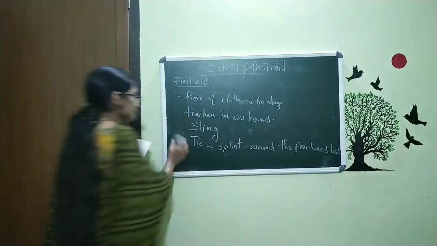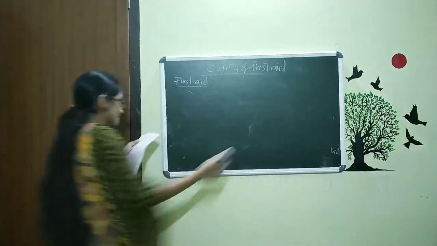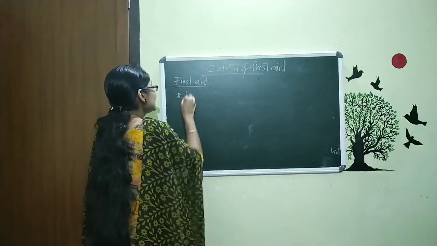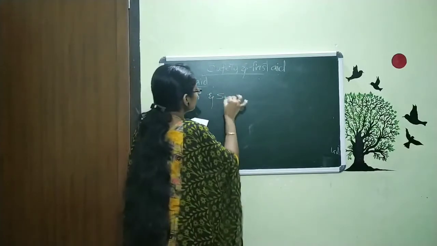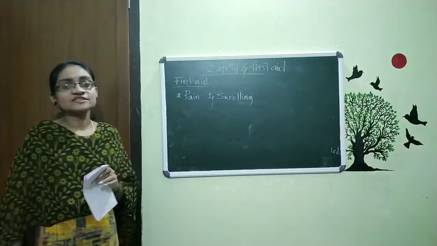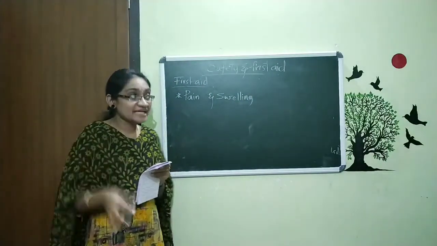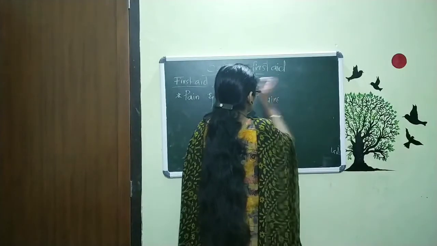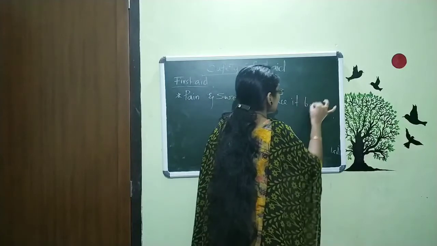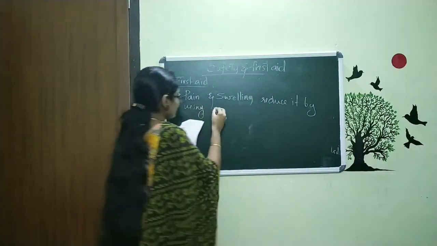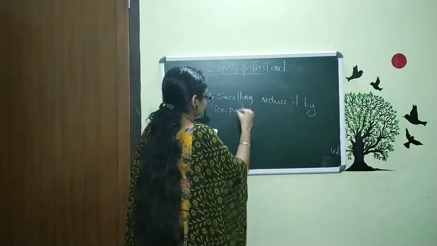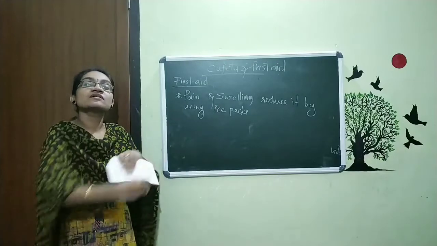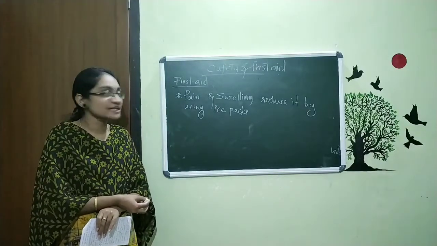There are also other points. The next is this. When the fracture occurs, what happens? They have pain and also swelling. And we can reduce the pain and the swelling by using ice packs. We just take a pack of ice and put it around the affected region. Then the pain and the swelling will be reduced.